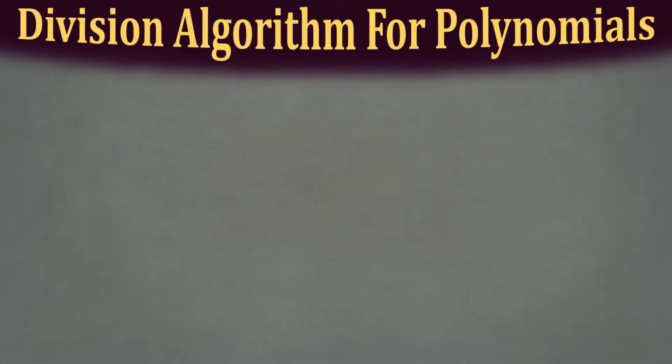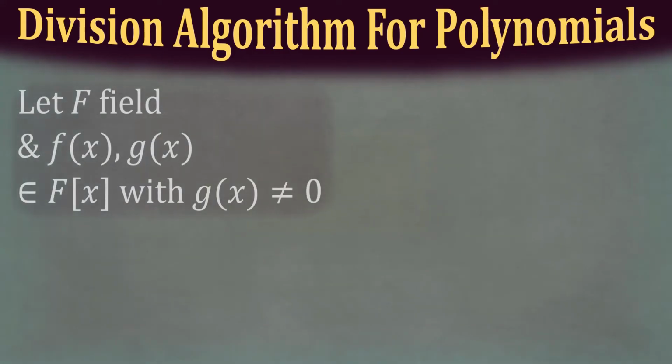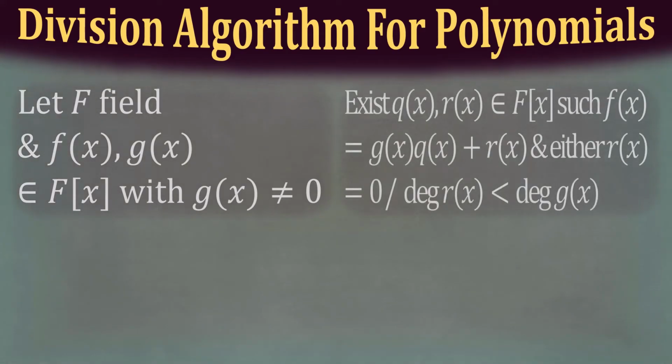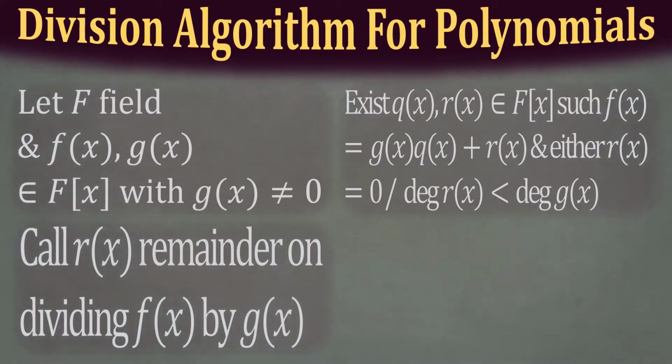Now, let's move on to defining the division algorithm for polynomials. Let F be a field and let f(x) and g(x) be in F[x] with g(x) not equal to 0. Then there exist q(x) and r(x) in F[x] such that f(x) is equal to g(x)q(x) plus r(x), and either r(x) is equal to 0 or the degree of r(x) is less than the degree of g(x). We call r(x) the remainder on dividing f(x) by g(x).